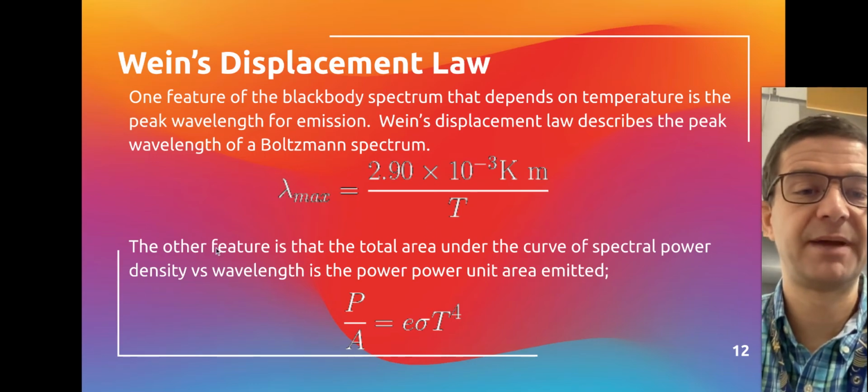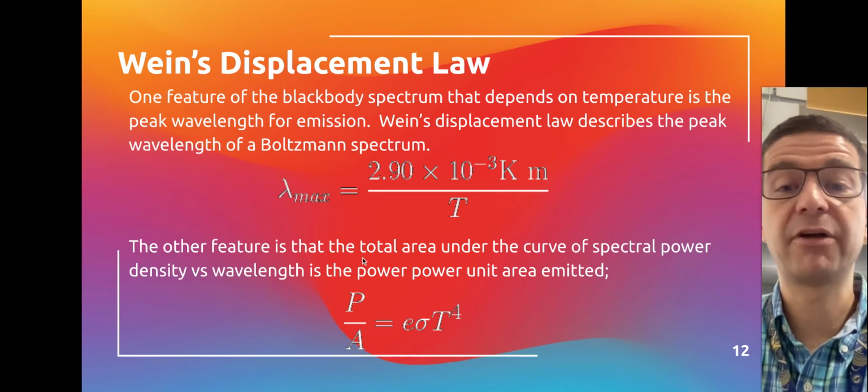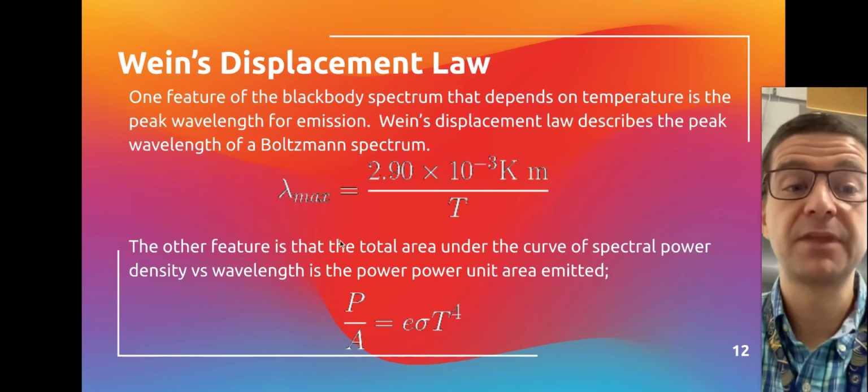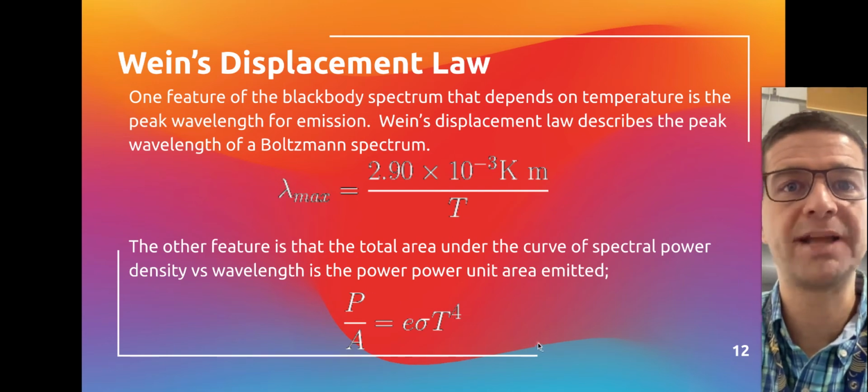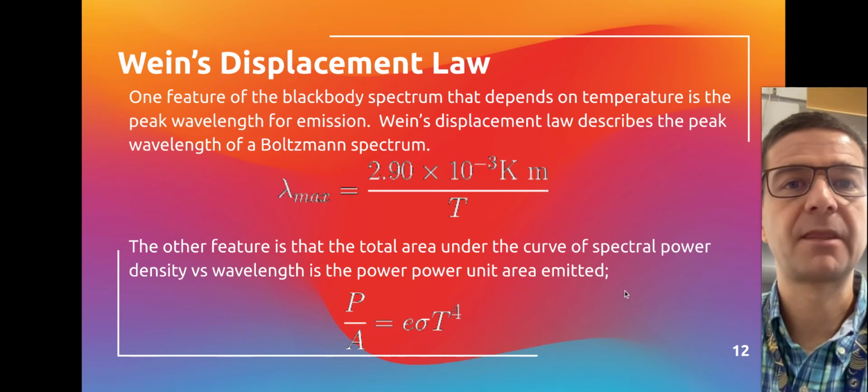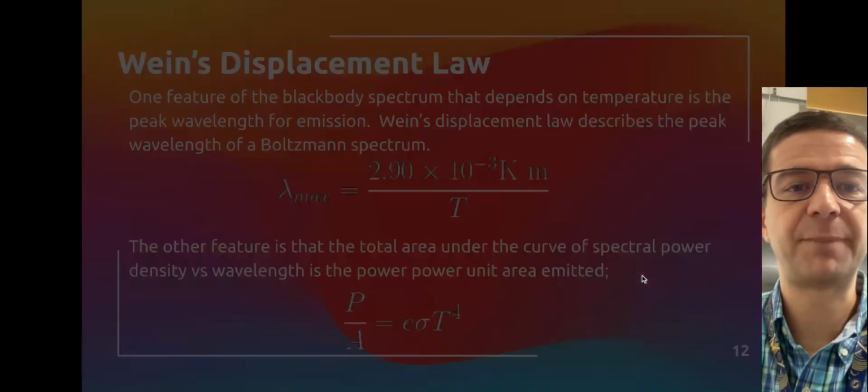And of course, the other one that we talked about was the power per unit area. The spectral power density is proportional to T to the fourth. So those are the two big takeaways that we have from looking at black body radiation and the black body spectrum.